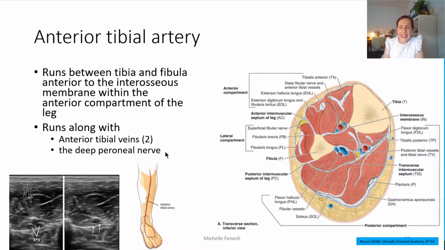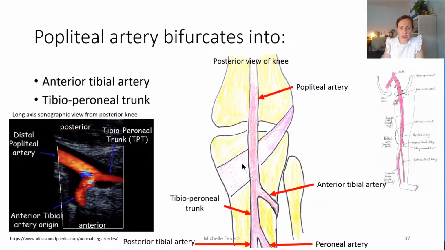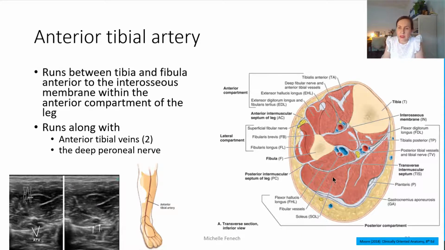Then it gives off our anterior tibial artery. As I showed you, it ran from the popliteal artery laterally around the back, and then it was going to pop anteriorly, and it comes around and sits between our tibia and our fibula, and it ends up sitting anterior to this interosseous membrane. So this is within what we call the anterior compartment of our leg.